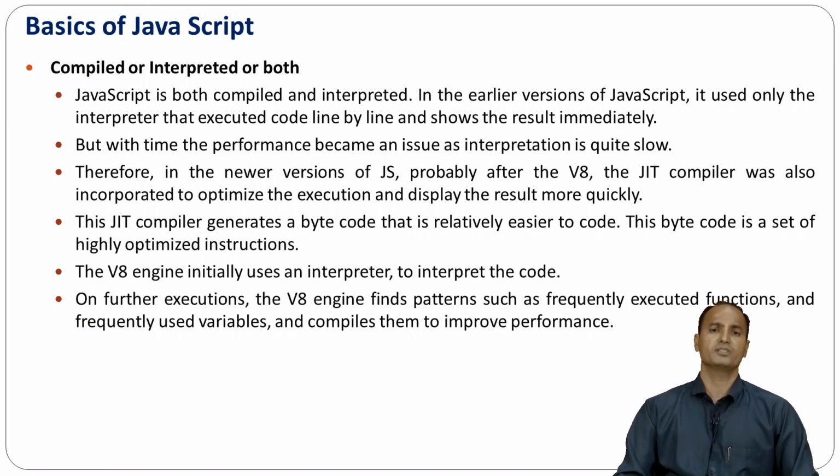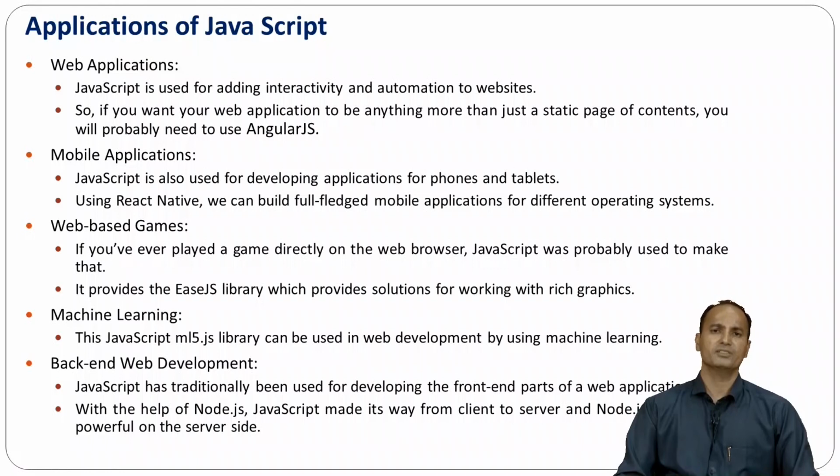Therefore, in the newer versions of JavaScript, probably after version 8, the JIT compiler was also incorporated to optimize the execution and display the result more quickly. This JIT compiler generates bytecode that is relatively easier to execute. This bytecode is a set of highly optimized instructions. On further executions, the V8 engine finds patterns such as frequently executed functions and frequently used variables and compiles them to improve performance.